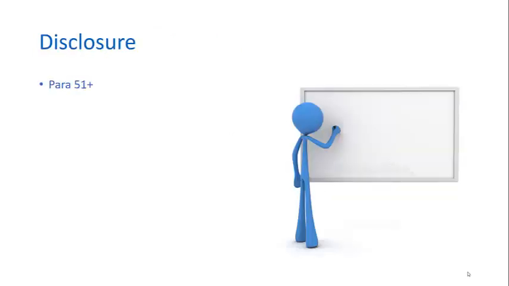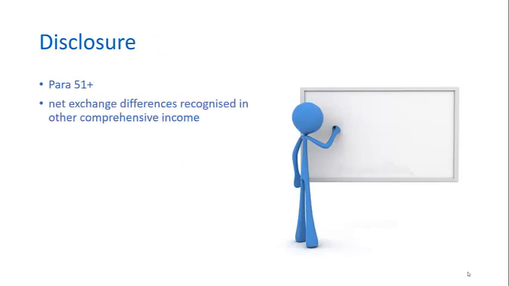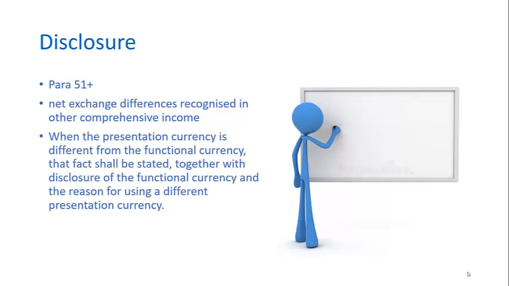The disclosure requirements are again quite minimal. Essentially, you have to identify the exchange differences recognised in other comprehensive income, the foreign currency translation gain or loss, and there is actually some significant disclosure on the presentation currency and where the presentation currency might be different from the functional currency, but that's just trying to provide more rationale for it. So it's a pretty straightforward process, but it is probably a little bit too mechanical.